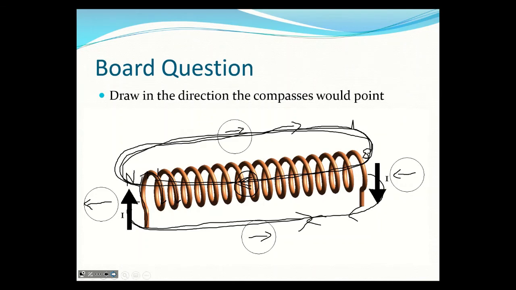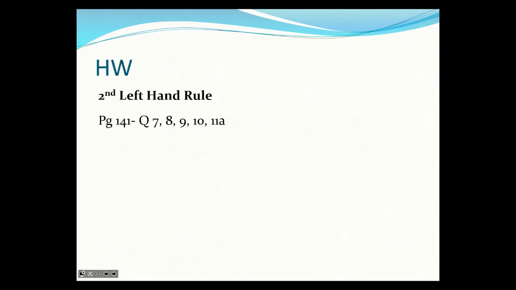So we're going to start off nice and easy. That's our homework on the second left-hand rule: question 7, question 8, question 9, question 10, and 11a. And that's it. Start off nice and easy, review some of the first left-hand rule, and that's it.